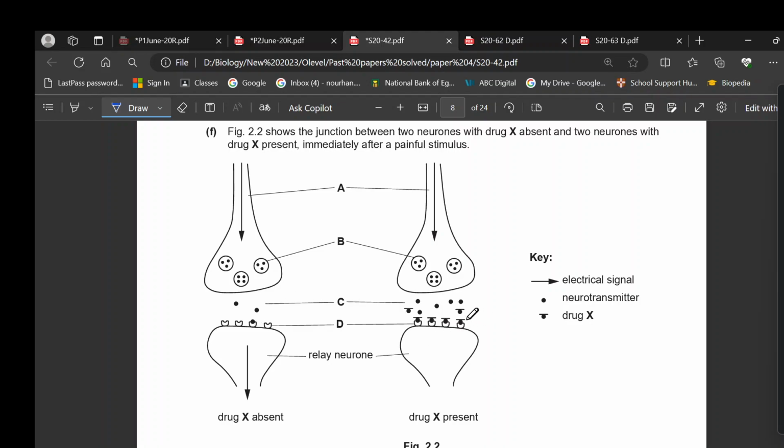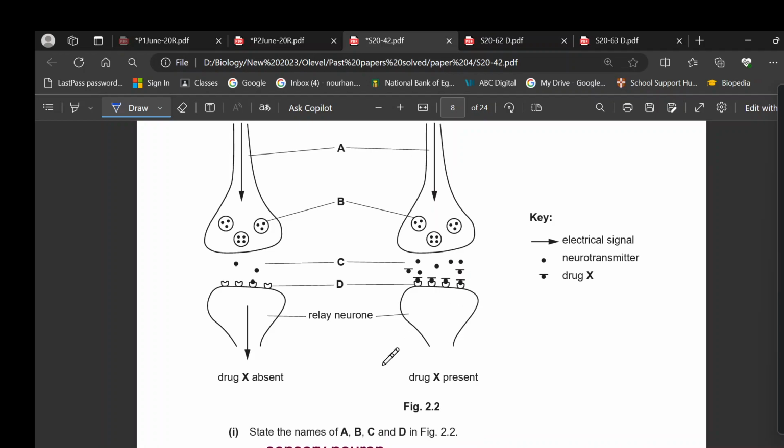Now if drug X is present, what happened? What happened in the picture? The drug binds to the receptors and the neurotransmitter does not bind. There's no place for it.